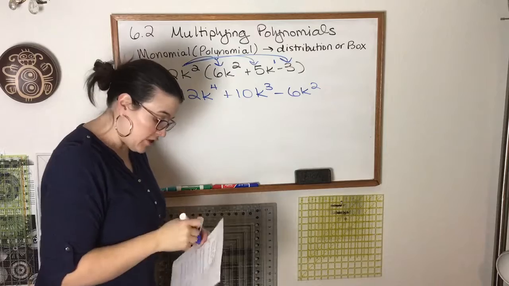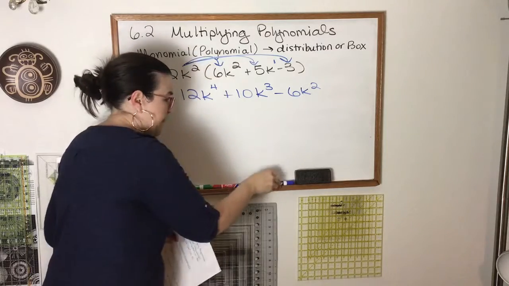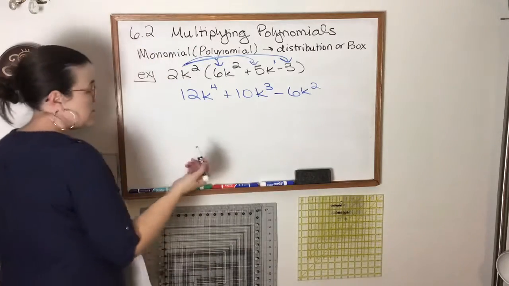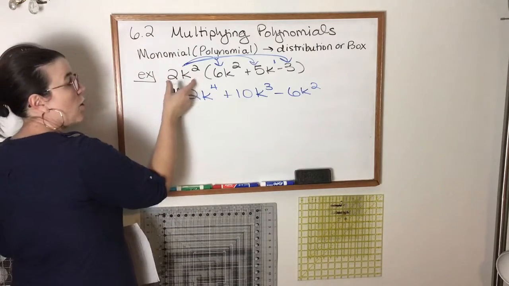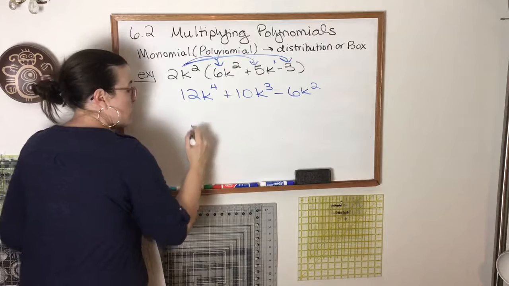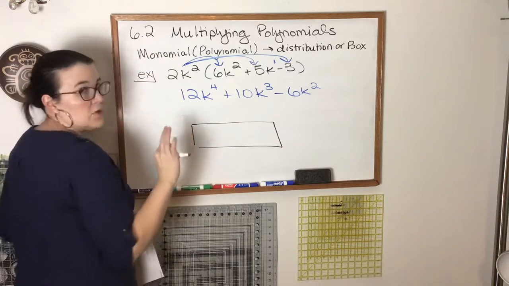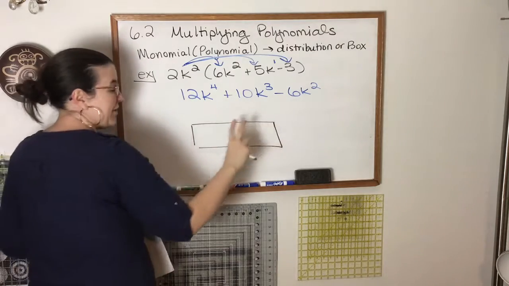Now, if you don't like distribution method, or you find that it's messy, or you worry that you're going to lose pieces, you could always do this with box method. This is a 1 by 3. So when I do box method, you can do this 2 different directions, but I'm going to do it vertically or horizontally.